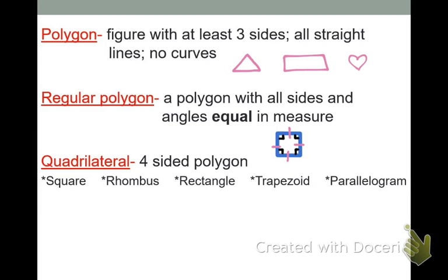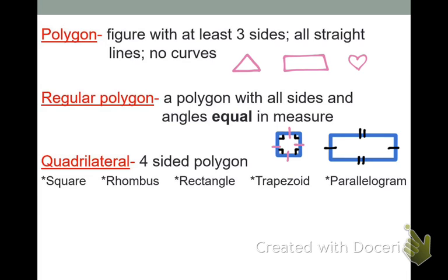Now, let's imagine that I had something that looked like this. Is that a regular polygon? No. Why not? The sides aren't equal. Those 2 sides are the same, and these 2 sides are the same. However, in order to be a regular polygon, every single side has to be equal.